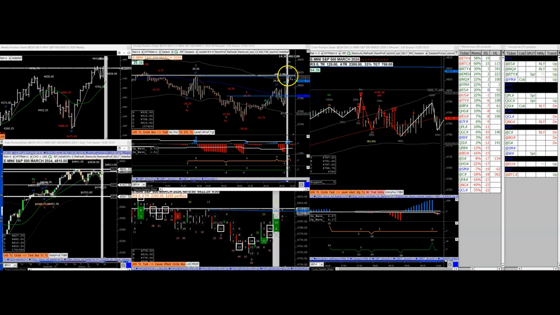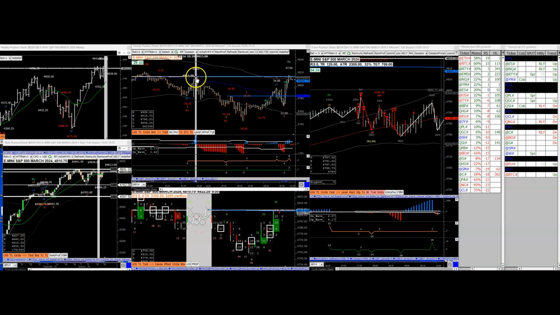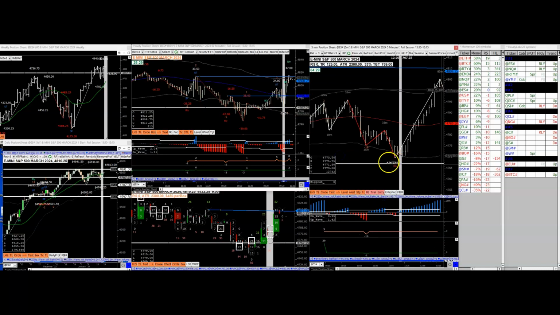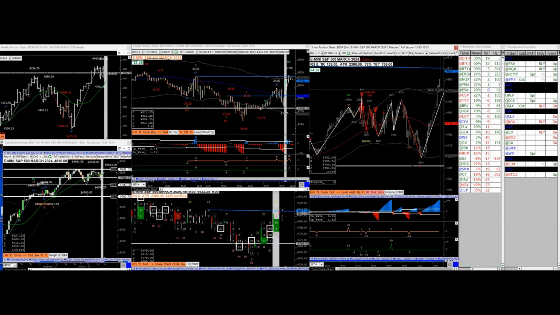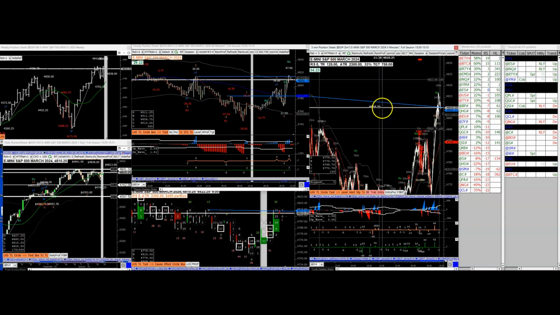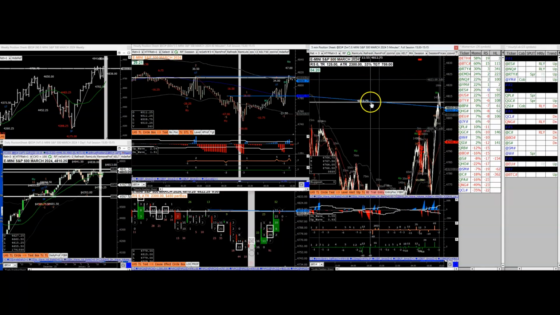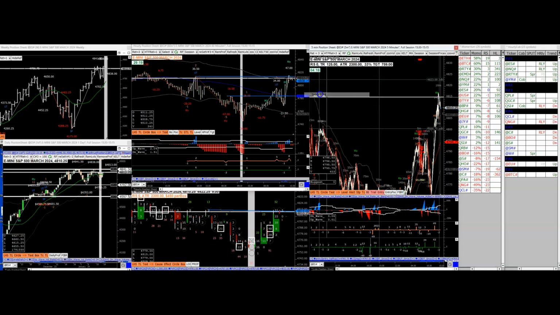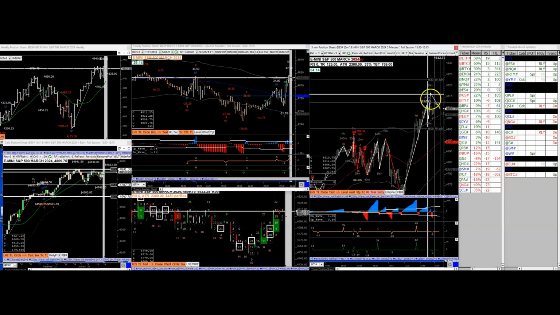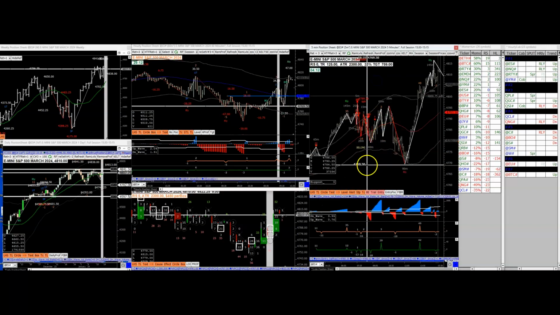See that? Up thrusting that area and rejecting. Let's see how this is looking. Anyway, I'll see how this thing rejects, so I might set up a trade.